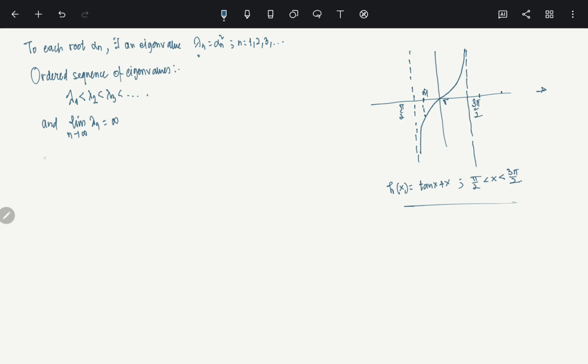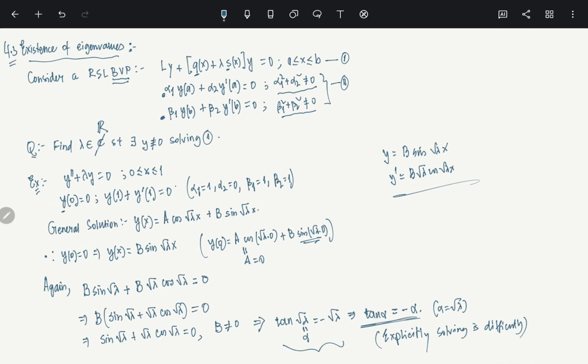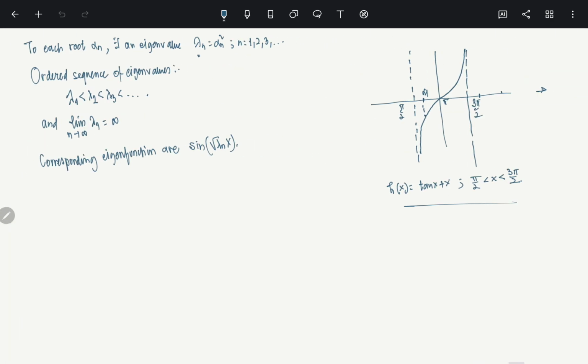And what is the corresponding eigenfunction? The corresponding eigenfunction in this case is given by sine of root lambda n x. I hope this is clear. Again, let me emphasize what's happening. This is the equation, and I need to find out if there are lambdas which solve this equation. How do you do it? It can't be done explicitly. So what we do is fix this interval pi by 2 and 3 pi by 2, and in this interval you can see that there is a root of this equation.